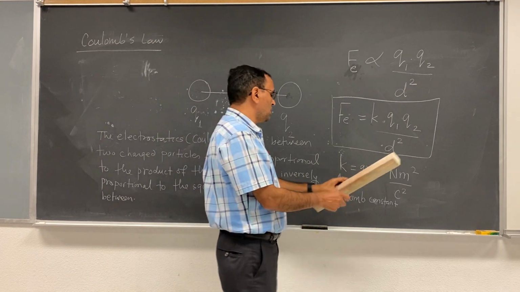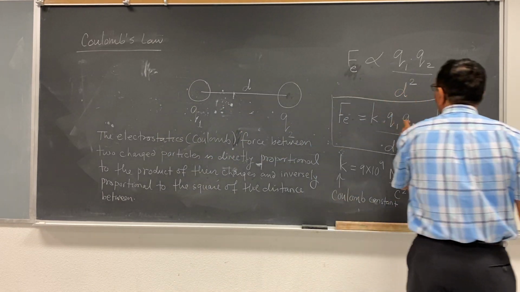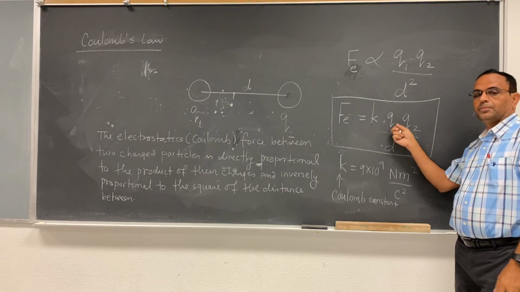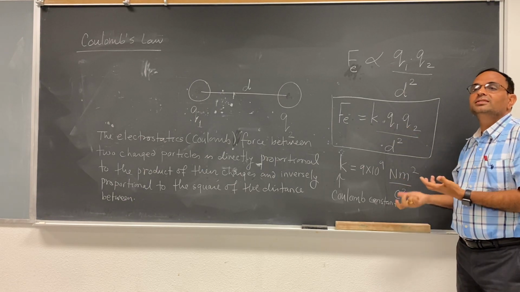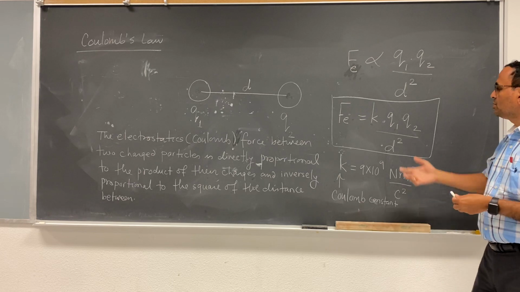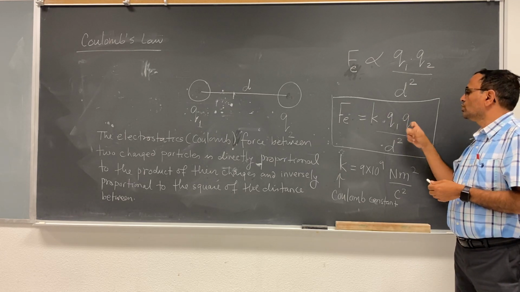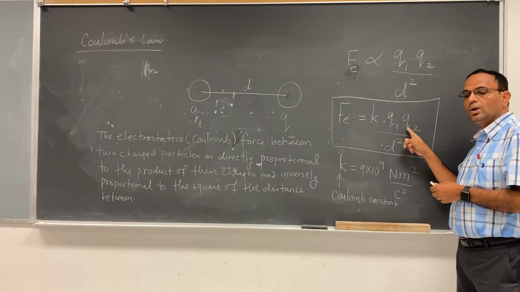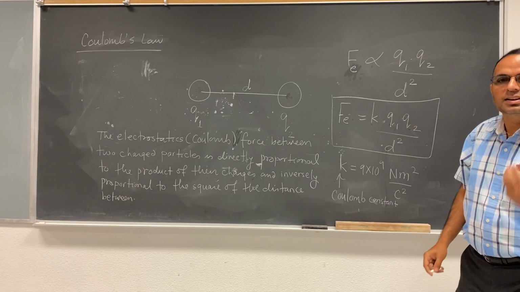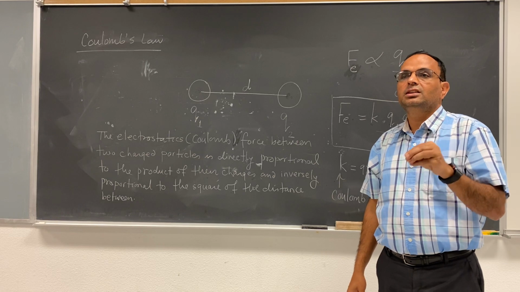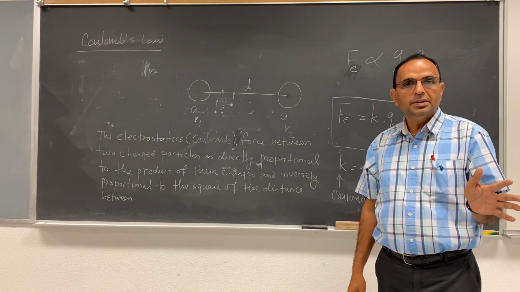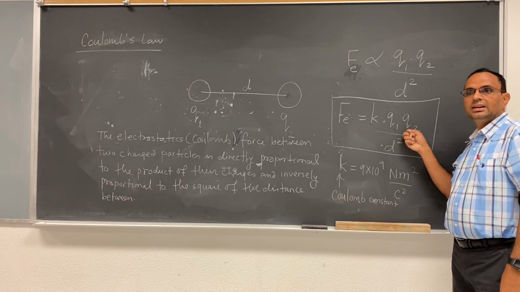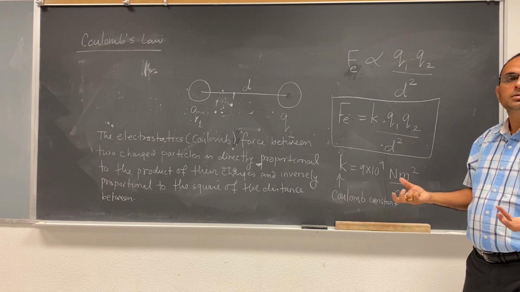Now you can think about this formula. Look, Q1 Q2. So if you double one charge, what happens? Let us suppose initially this is 1 coulomb, this is 1 coulomb. Now you double the one. You make this charge 2 coulomb, another one is 1 coulomb. If you double one charge, your electrostatic force is simply double. If you double both charge, in that case the force is quadruple.